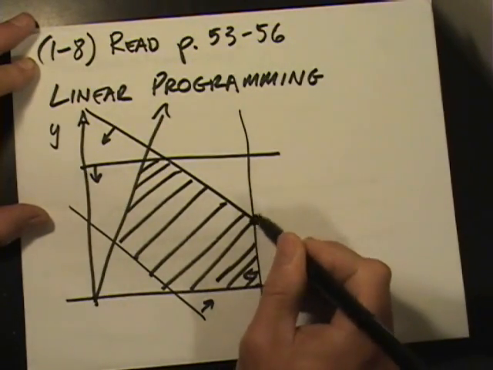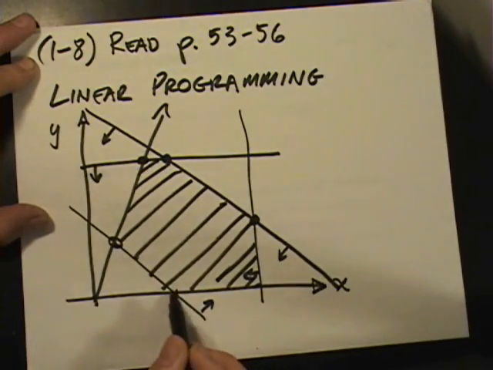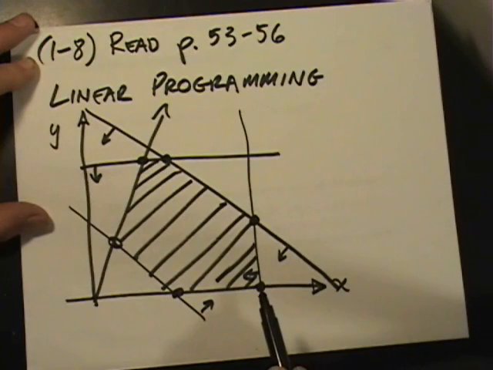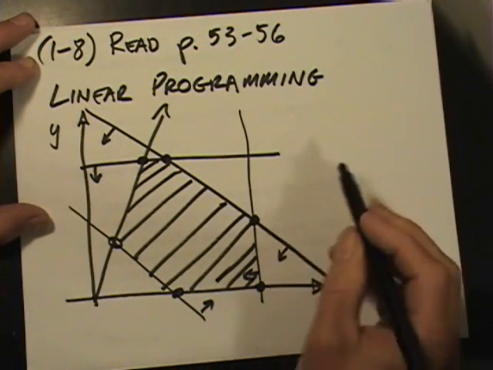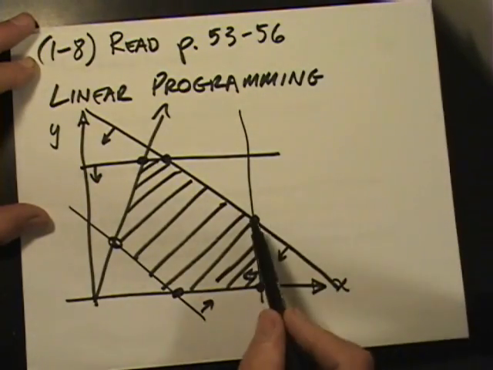And what we're going to do is find the vertices of all of these points, and then decide which corner gives us the maximum value for some function that's called the objective function. So we have constraints that bound this region, and then we have an objective function that will tell us which corner of this region is the best.